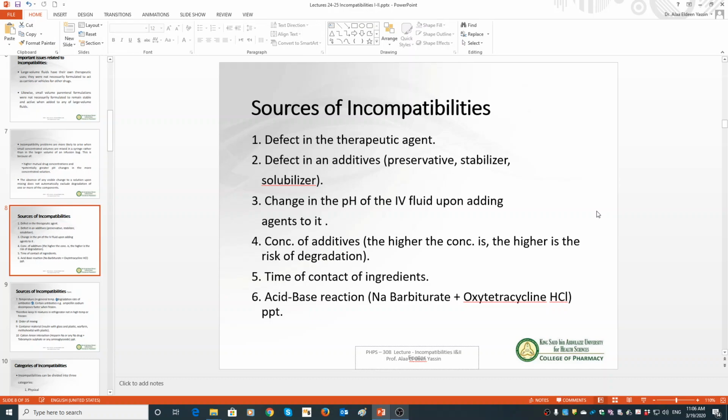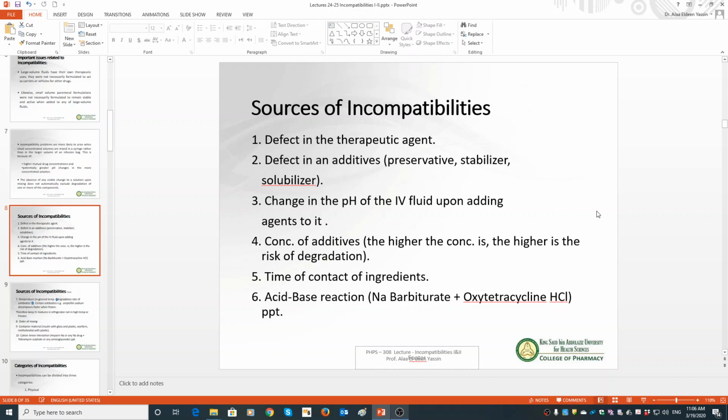Change in pH upon adding an agent is very important, because the pH will lead to variation in ionization, in the ionized to unionized ratios, and this will change the properties, either the physical or the chemical properties of the solution. So you have to look at or monitor what is the pH of this one and the pH of the other one. If they are highly different, this will be a source of incompatibility.